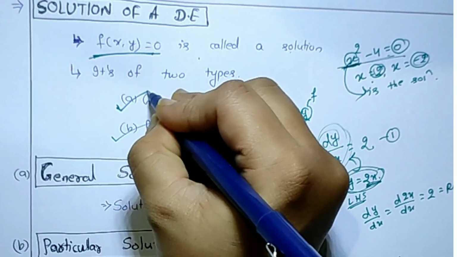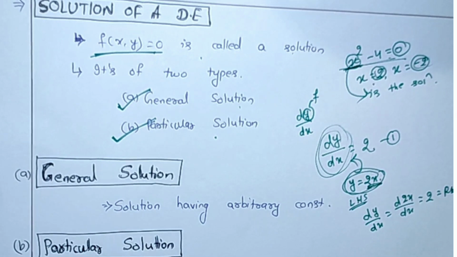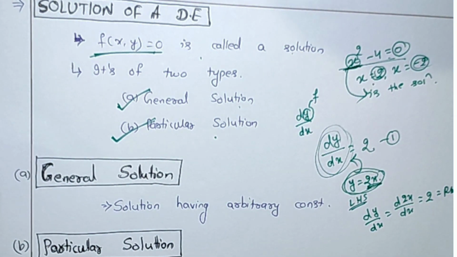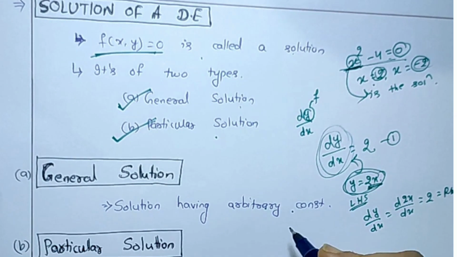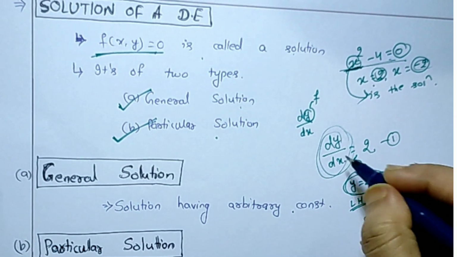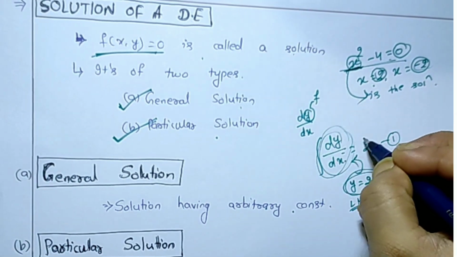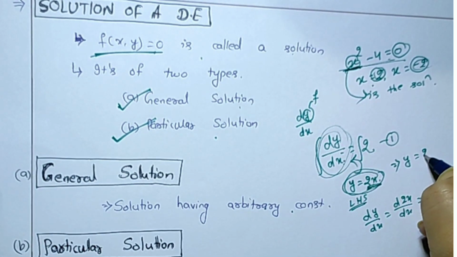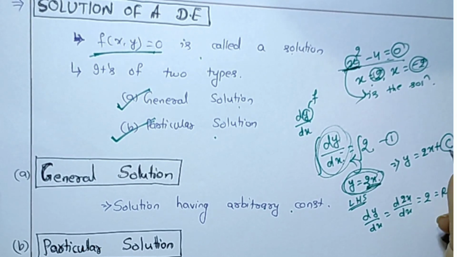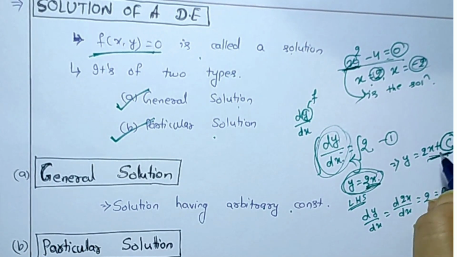The two types of solution are general solution and particular solution. What is a general solution? A solution involving an arbitrary constant is called a general solution. Now I have to solve this equation in general terms, so I can integrate both sides. On the left side integration gives y, on the right side integration gives 2x plus c. This is the constant, also called the integrating constant. This also satisfies this equation.